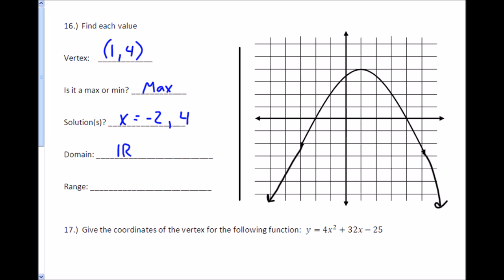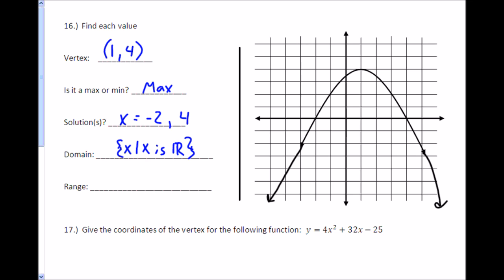Okay? And again, I can write that this way. I can say x such that x is all real numbers. And that's my symbol for all real numbers. It's like an R with a bar added to it.